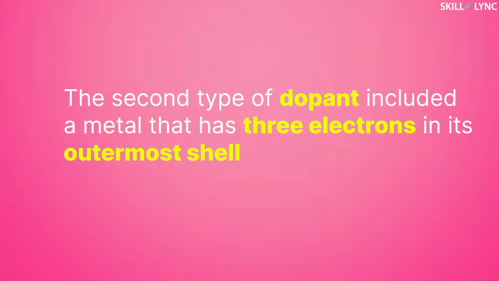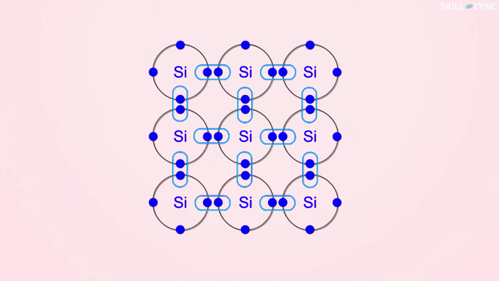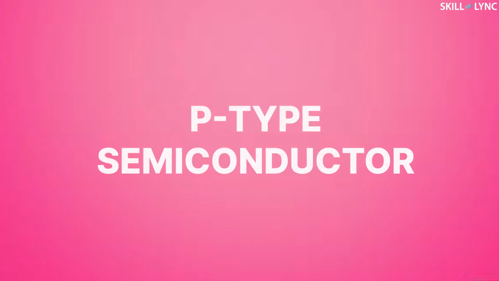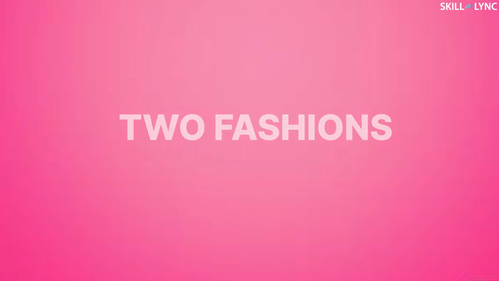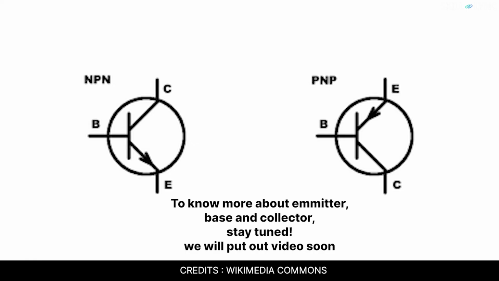This free electron made it an N-type semiconductor having an extra number of electrons. The second type of dopant included a metal that has 3 electrons in its outermost shell. Example, boron. Now, boron having 3 electrons in its outermost shell will try to take 1 electron from its neighboring silicon atom. This creates a hole in the silicon atom which increases the number of mobile charges. This creates a P-type semiconductor. Now, these semiconductors were arranged in 2 fashions to form 2 types of transistors, NPN and PNP transistors. Each of these types had 3 terminals: the emitter, the base, and the collector.